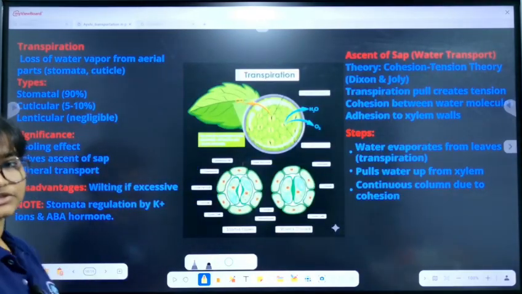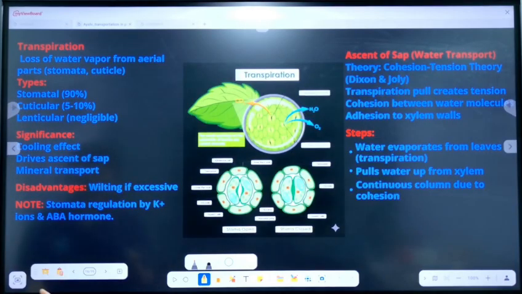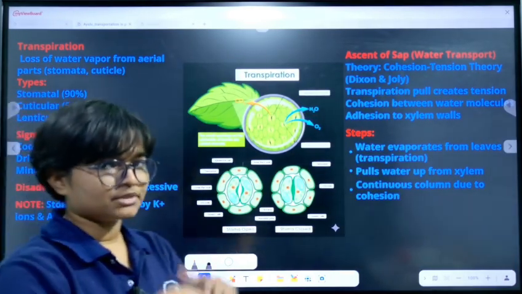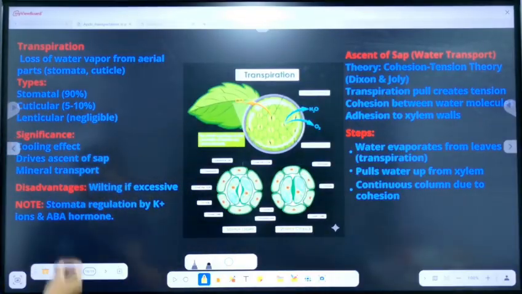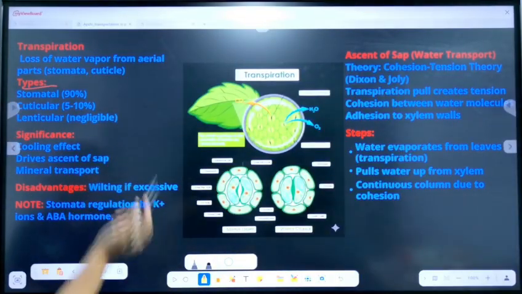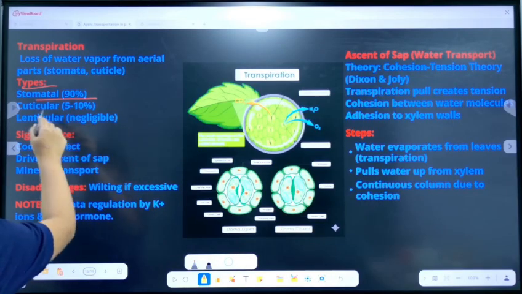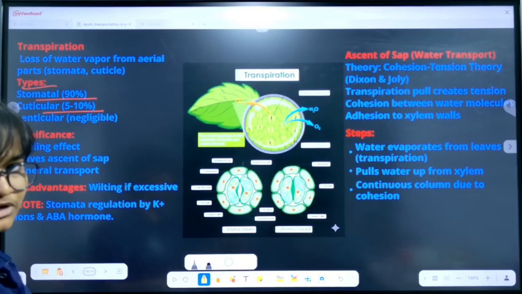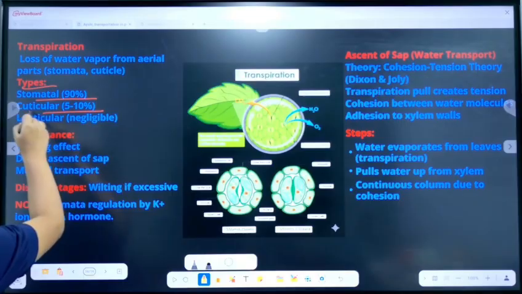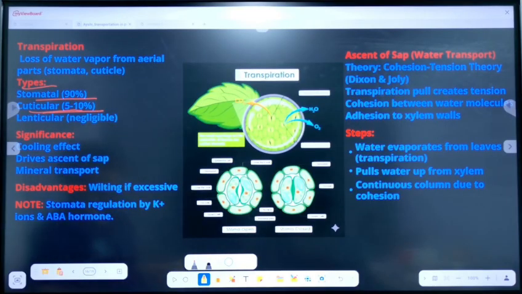Now there is transpiration. Transpiration is the loss of water vapor from the leaf of the plant. There are three types of transpiration. One is stomatal, from where 90% of the transpiration occurs; it is the highest rate of transpiration. After that, cuticular, 5 to 10%, and lenticular, which is very negligible.